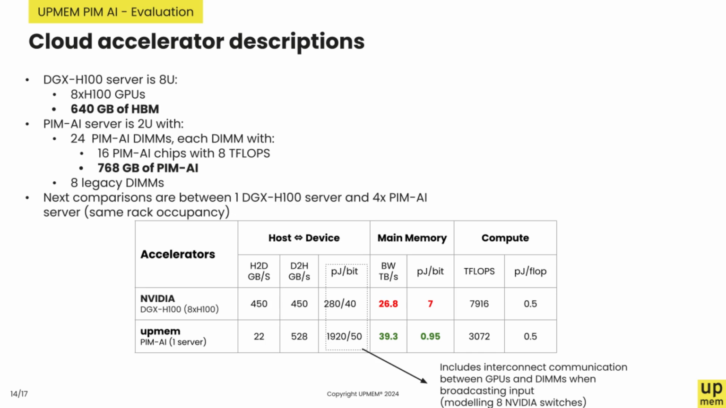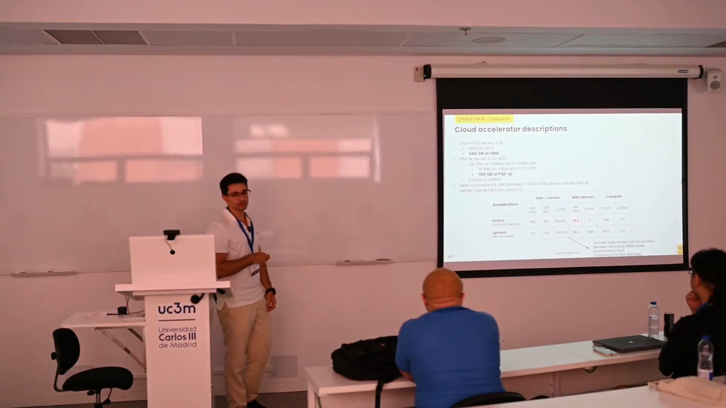And then in terms of main memory, the NVIDIA has almost around 25 terabytes per second for the HBM, while the PIM server can achieve almost 40 terabytes per second with a much better energy efficiency, right? Of course, if we go to the compute capabilities, the NVIDIA solution has more than twice the teraflops of the PIM server, and we will see how this translates into the plots.